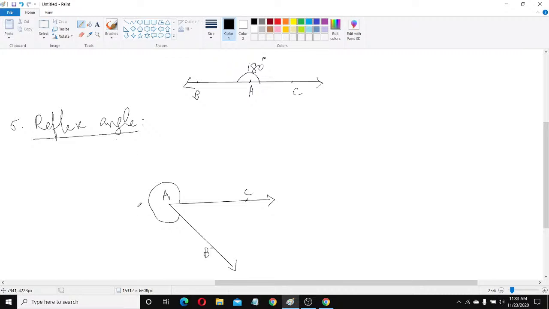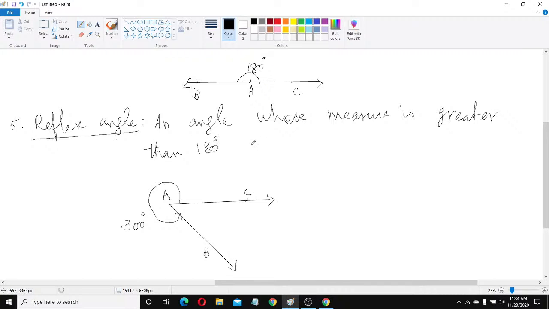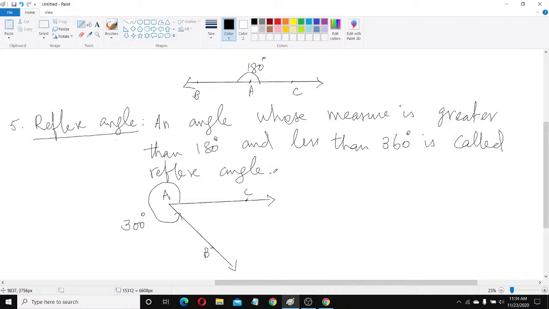Now I will write the definition here. If you measure by using a protractor, the measure of this angle is 300 degrees. An angle whose measure is greater than 180 degrees and less than 360 degrees is called a reflex angle.